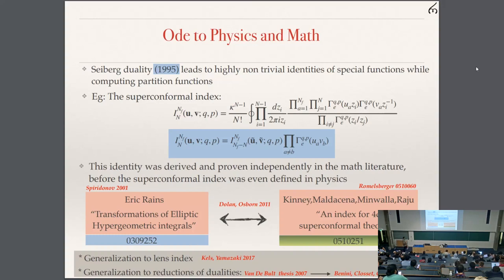Amazingly, a sequence of mathematicians, starting with Spiridonov and ending with Eric Rains, conjectured exactly these identities 2 years before the index was defined. So the index was discovered in 2005, but this identity was derived in 2003 without any reference to Seiberg duality. He didn't know that he was proving index identities for Seiberg duality. I don't understand the motivations of mathematicians, but he had some good motivations to derive such a duality.